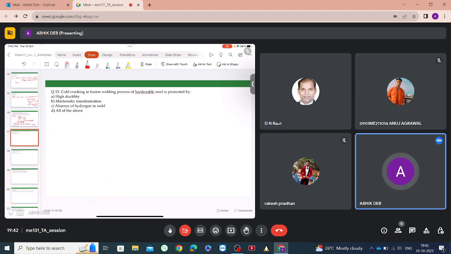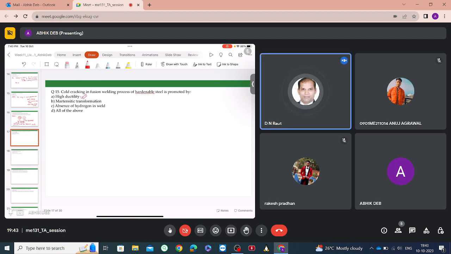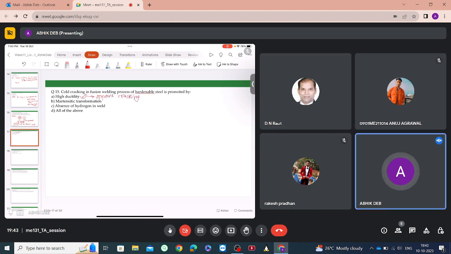Cold cracking in the fusion welding process of hardenable steel is promoted by which of these? Cold cracking refers to the cracking that happens after the solidification has already occurred. So if the material is ductile, will it result in cracking or will it oppose cracking? It opposes cracking, sir. Yes, so it opposes cracking. Now, martensitic transformation. What is martensite? Is it hard or soft?